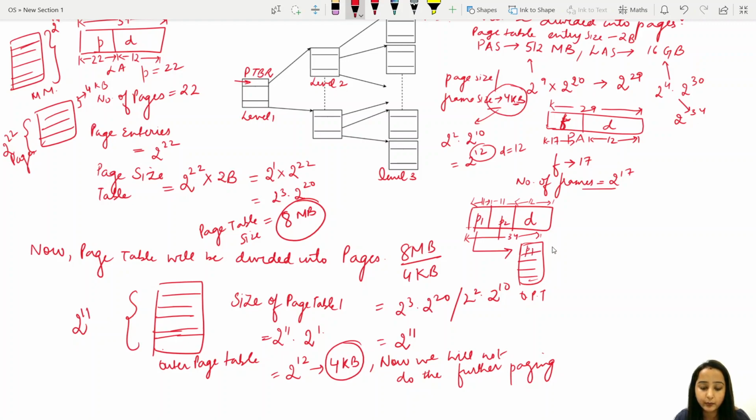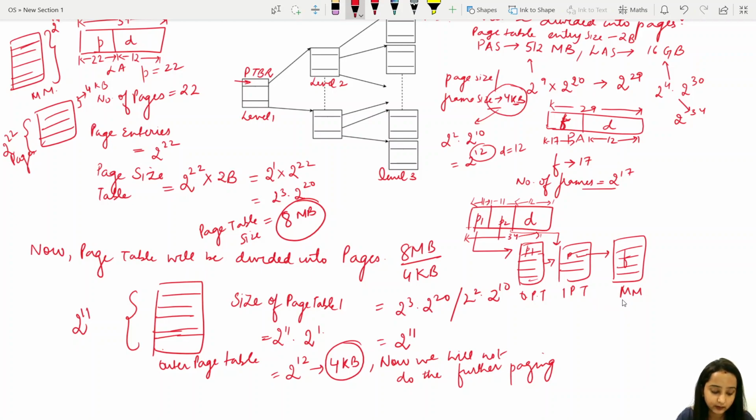Then here you will get the value of P1. From here you will get the value of P2, somewhere here. So it is the inner page table. It will point here. Then last, that is the main memory, where the frames will be. Here you will get the frame number with the help of this. I hope this multi-level paging is clear to you. After this, the mapping is also done. So I hope this is clear to you.